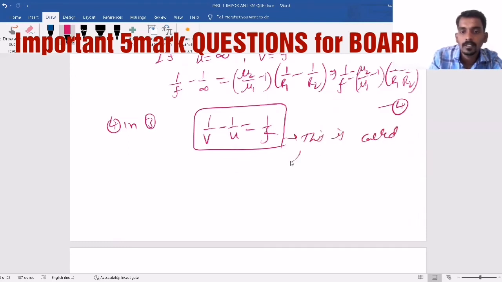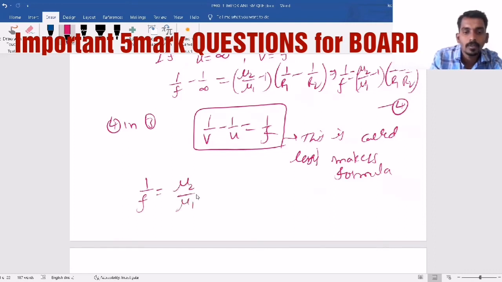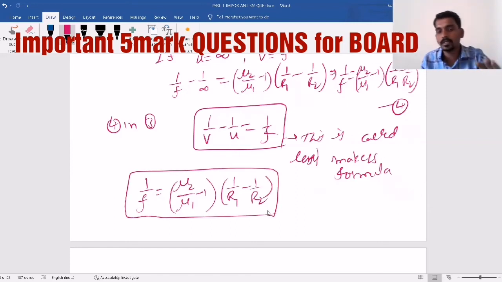This is called Lensmaker's formula. And when you consider the focal length formula, (mu2 by mu1 minus 1) into (1 by r1 minus 1 by r2), here the focal length of a lens depends on the medium in which it is placed. So that's why the focal length of a lens is not constant everywhere. It changes from medium to medium. That is what you need to understand.